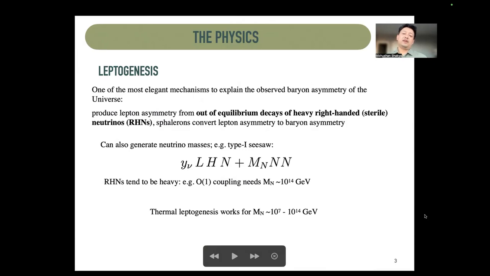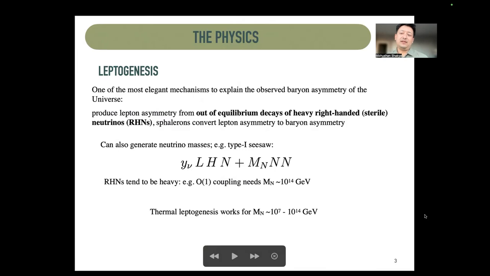And because this mass is not protected, most likely it is at some very high scale. So for example, if you want to explain the observed neutrino masses, and the coupling in the Dirac mass is order 1, then the right-handed neutrino mass is about 10^14 GeV. And leptogenesis is the idea that if these right-handed neutrinos were produced at some early point in the universe when the temperature was very high, then their decays would naturally produce a lepton asymmetry that through sphaleron processes could be converted into a baryon asymmetry. This is a very nice and straightforward way to produce the lepton asymmetry and then the baryon asymmetry that we eventually see in the universe today.